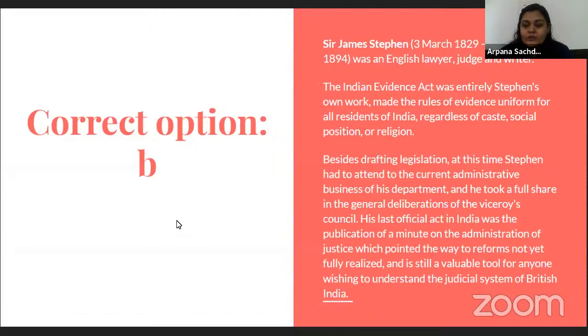worked on the judicial system of British India. If you want to do a detailed study on the British judicial system in India, then you can see his work, and you can Google it, and you will find his work there. So he was a renowned jurist, judge, and lawyer, who made a good contribution in drafting the legislations in India. So can we have the next question?